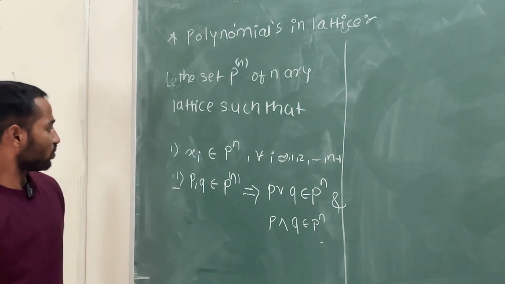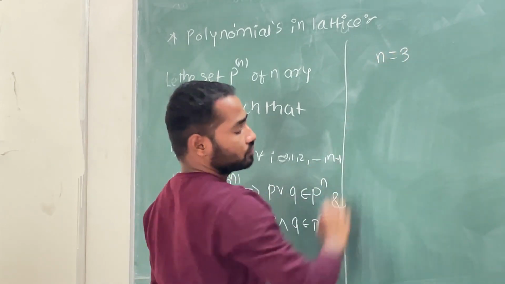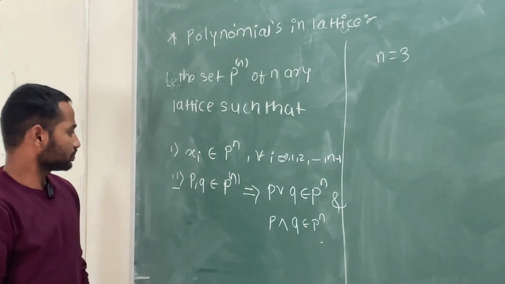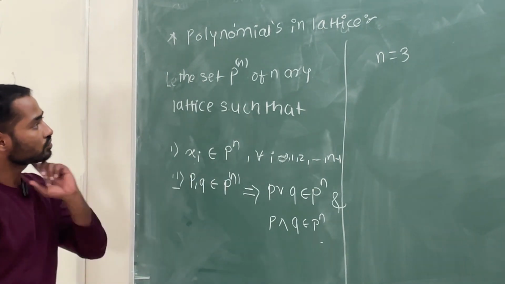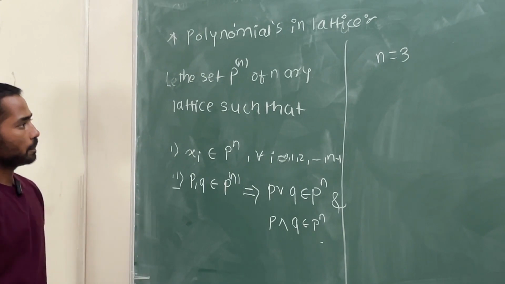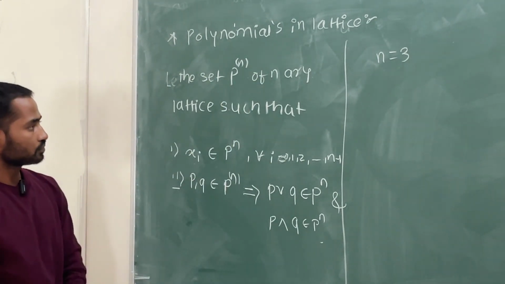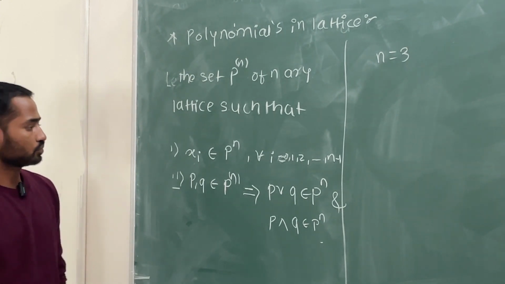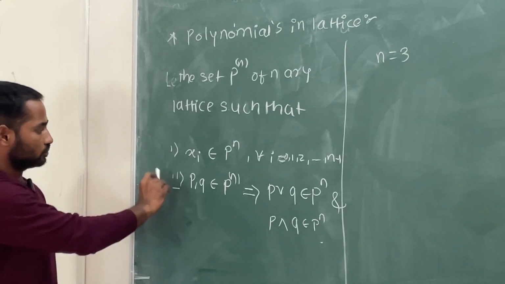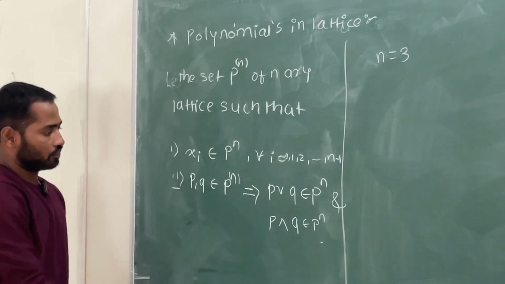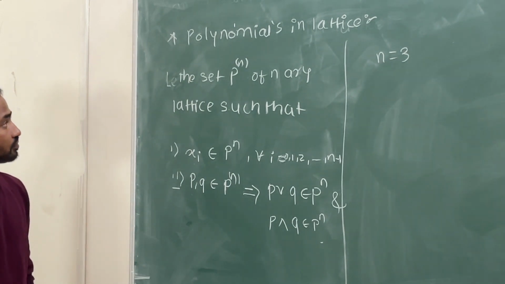Let us take an example of a polynomial in lattice. Let's suppose n equals 3. First, try to understand what the set P of n denotes. They are basically n-ary lattice polynomials, where all monomials are there. X naught is there, x1 is there, all those things should be there. And if you take any two polynomials p, q belonging to it, then their join should be there and their meet should be there. Then we say that that is the set P of n.